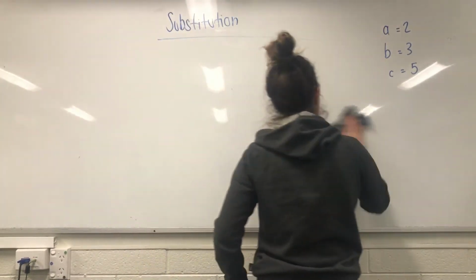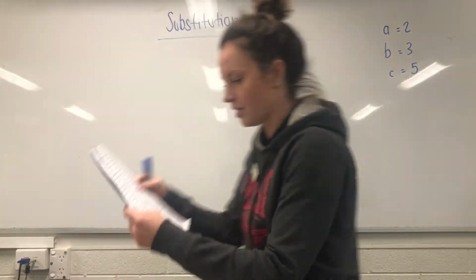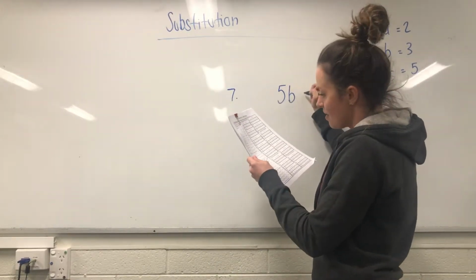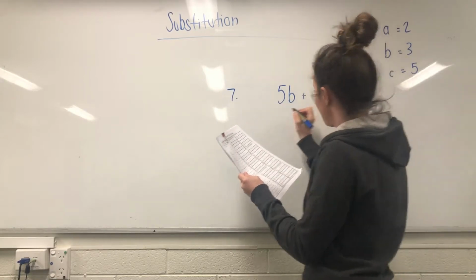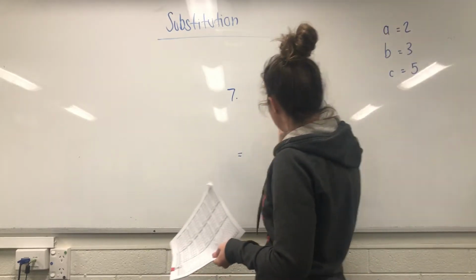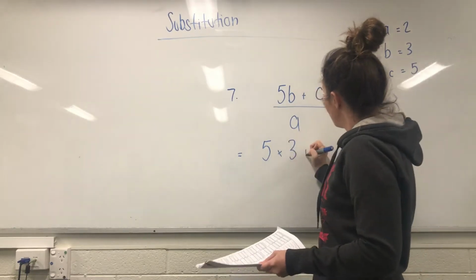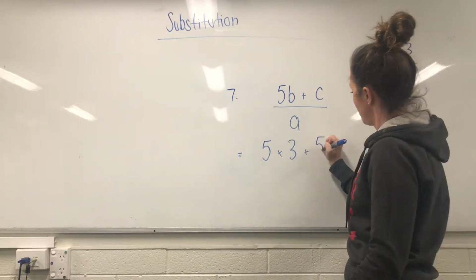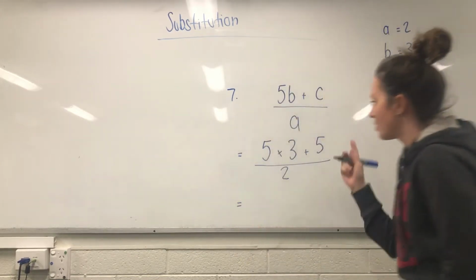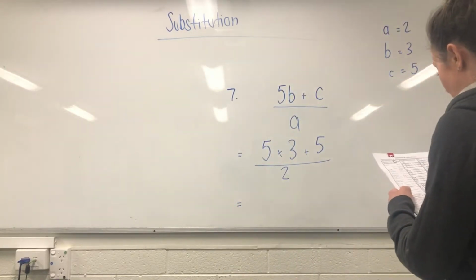There are more challenging ones. We've got one here in number 7. It has brackets. It says 5B plus C over A. It looks confusing, but it's really not. It's the same stuff. So 5 times B, which is 3, plus C, which is 5, over A, which is 2. Order of operations, I'm going to do my multiplication first.